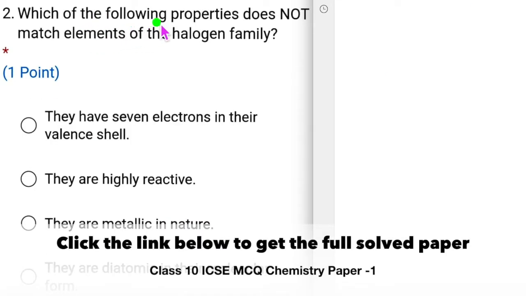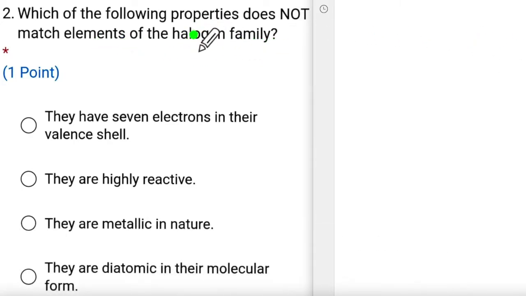Question 2. Which of the following properties does not match elements of the halogen family? Halogen family is group 17 or 7A, and they are going to be having 7 electrons. Because it is group 7A, this is correct, so we cannot take this. They are highly reactive, yes, they have high electron affinity, high electronegativity, so this is also correct, so we can't take this. They are metallic in nature? No, they are non-metallic in nature. So which one does not match the halogen family is this one.